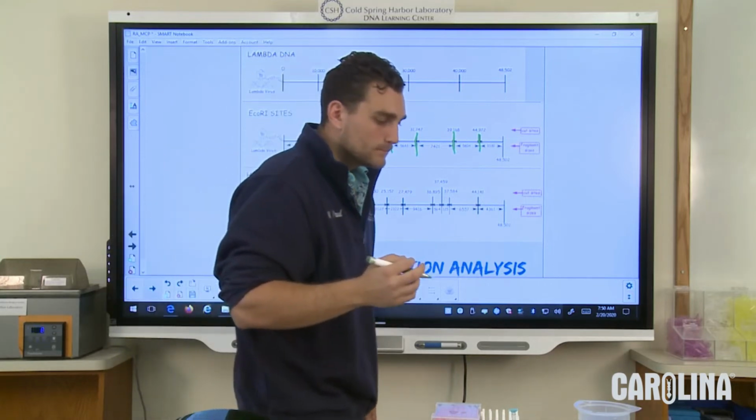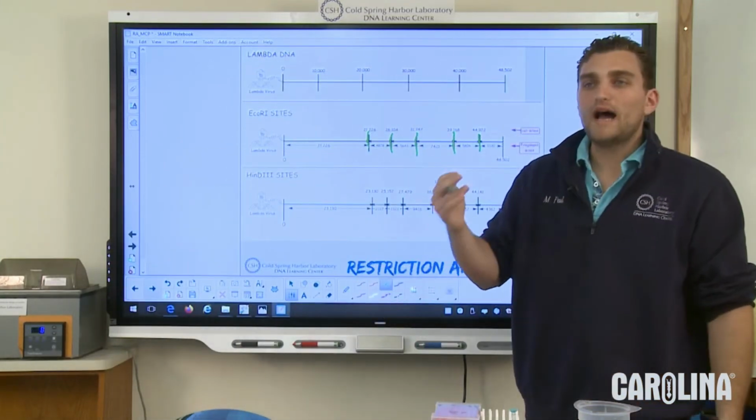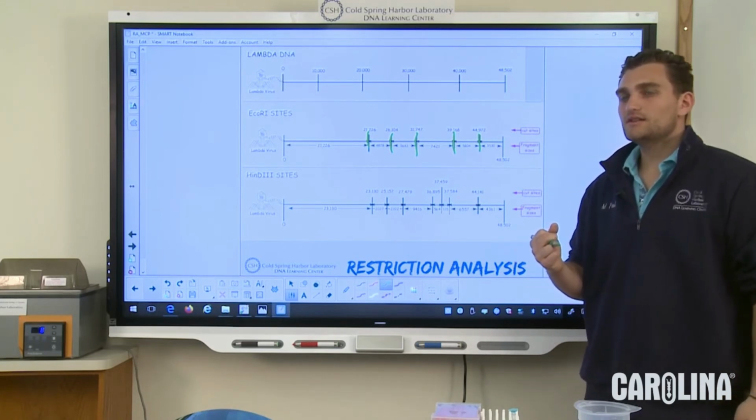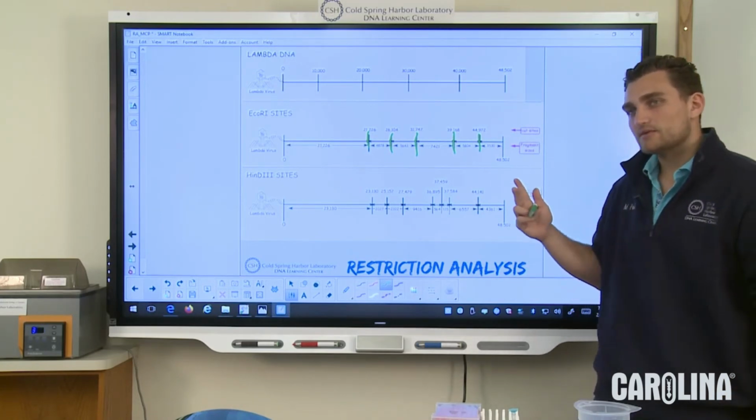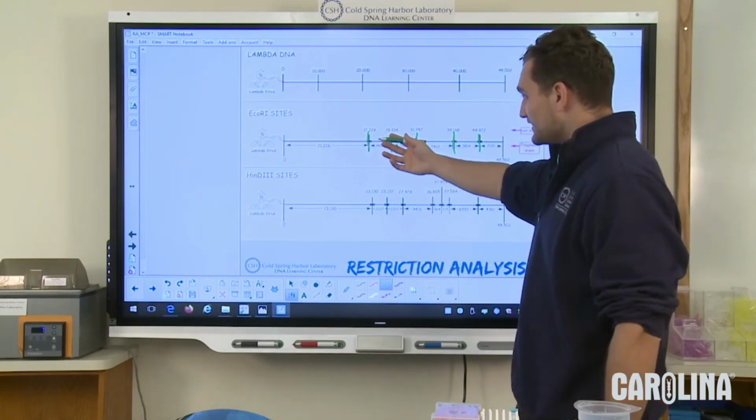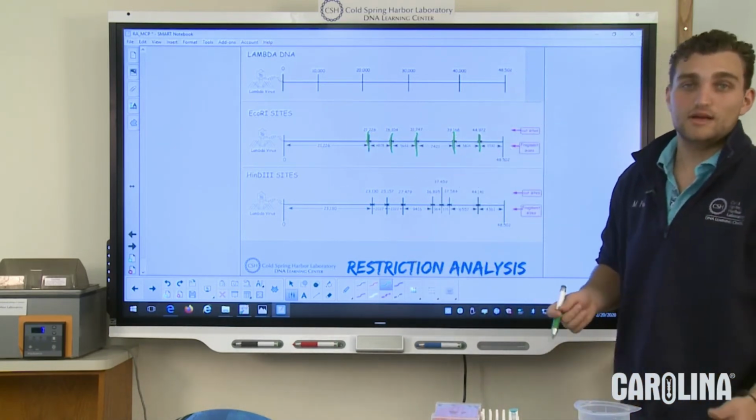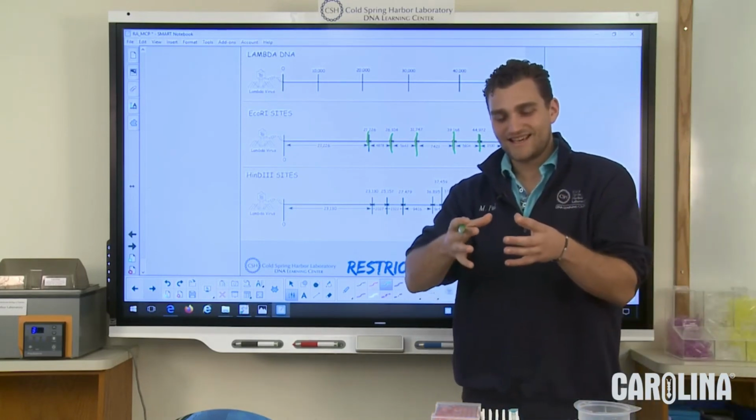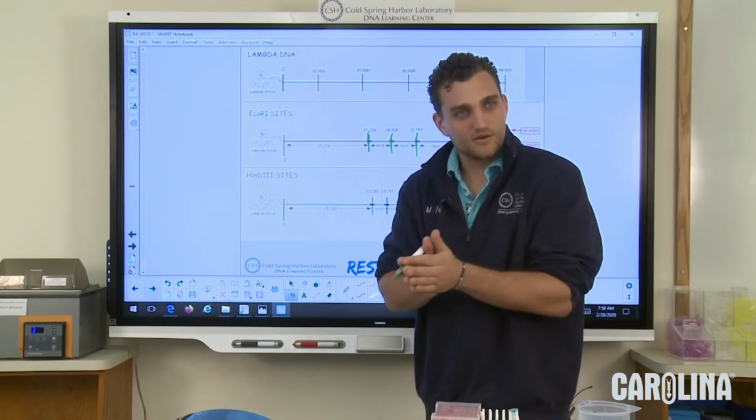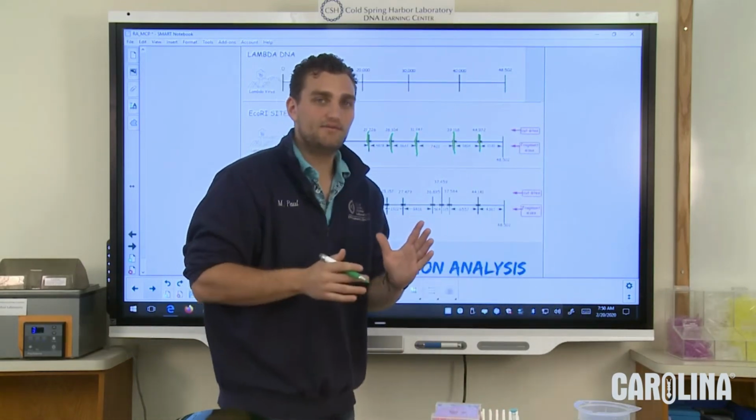Now, if I cut a piece of string 5 times, how many pieces of string do I get? I cut it 5 times. I get 6 pieces, exactly. So if I cut it 5 times, I should get 6 individual strands of DNA, which means I should get 6 different bands in my gel. But the thing with EcoRI is I don't. I actually get 5 bands.